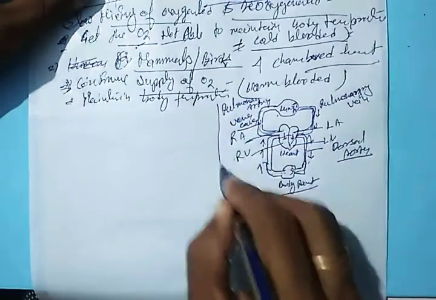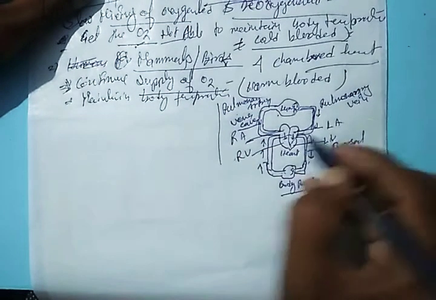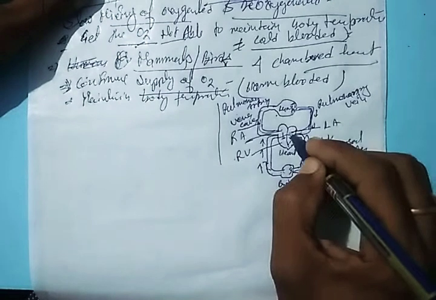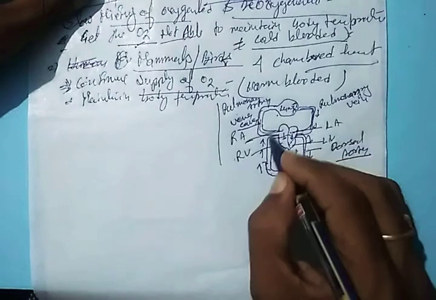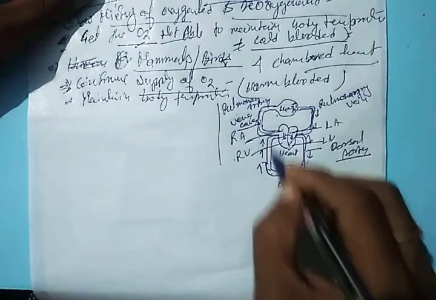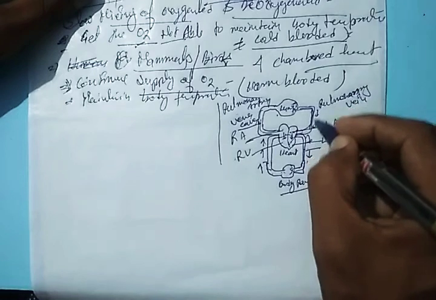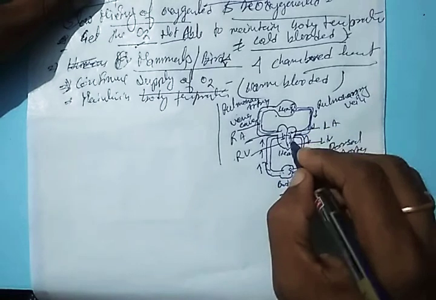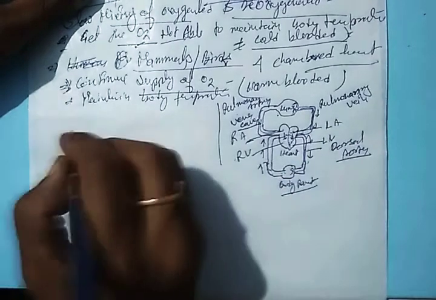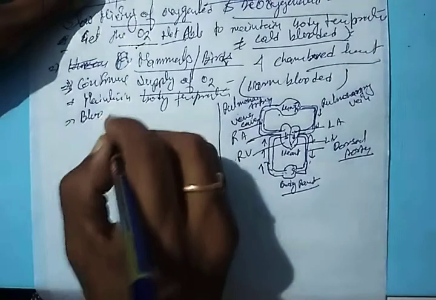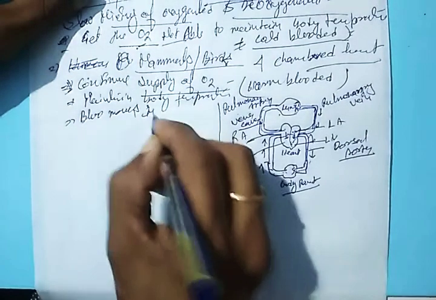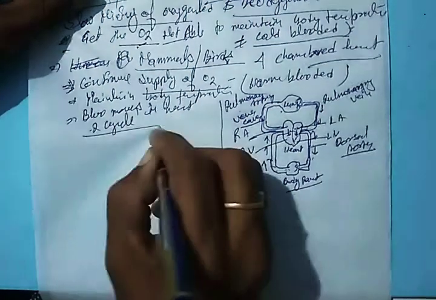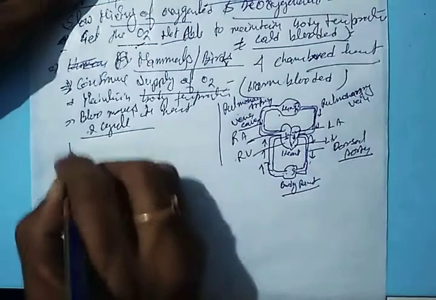As you see in this whole process, blood enters the heart in two cycles. First the deoxygenated blood goes into the heart, and after that the oxygenated blood again enters the heart. Means blood moves in the heart in two cycles. That is called double circulation.